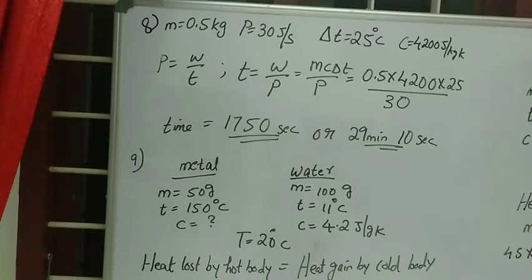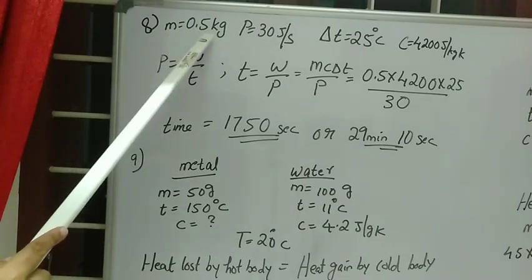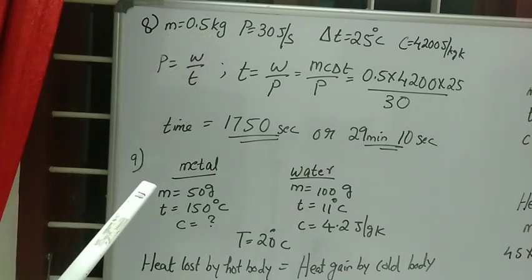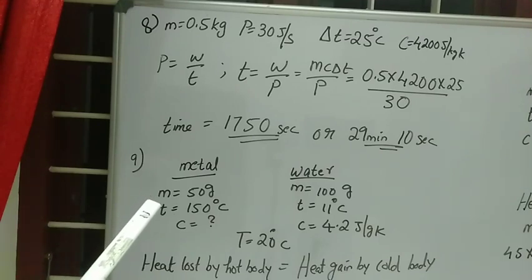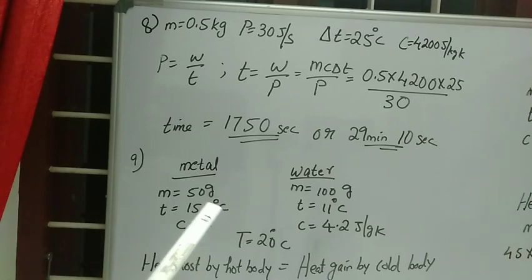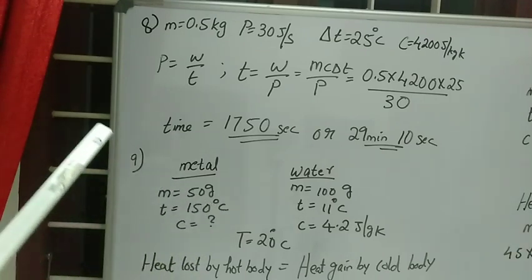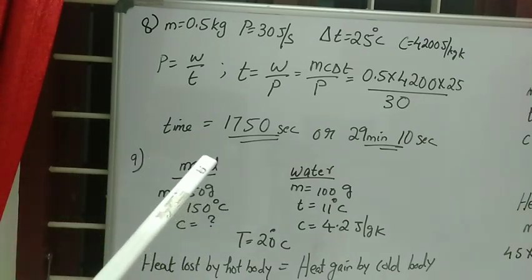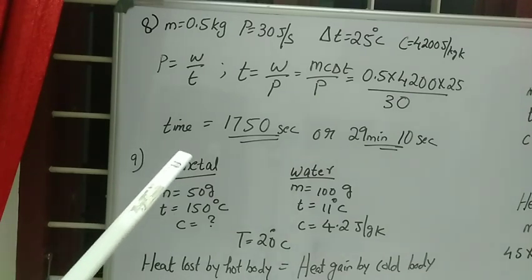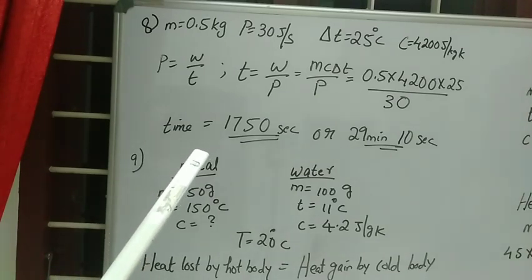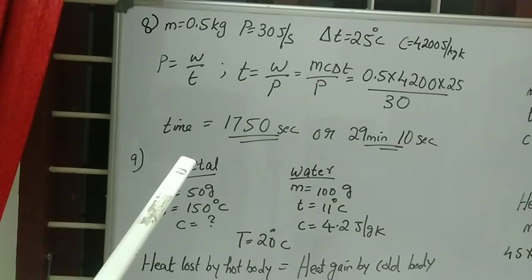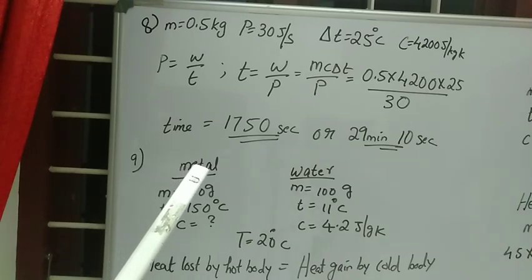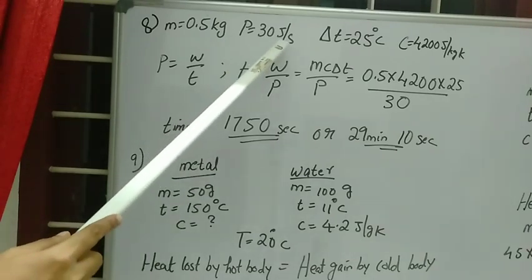Next, question number 8. 0.5 kg of lemon squash. Mass is given, 0.5 kg, at 30 degrees Celsius, is placed in a refrigerator which can move heat at an average rate of 30 joules per second. Joules per second is the SI unit of power. Power is work by time. Work is joule, time is second. So they have indirectly given power. Power is 30 joules per second.